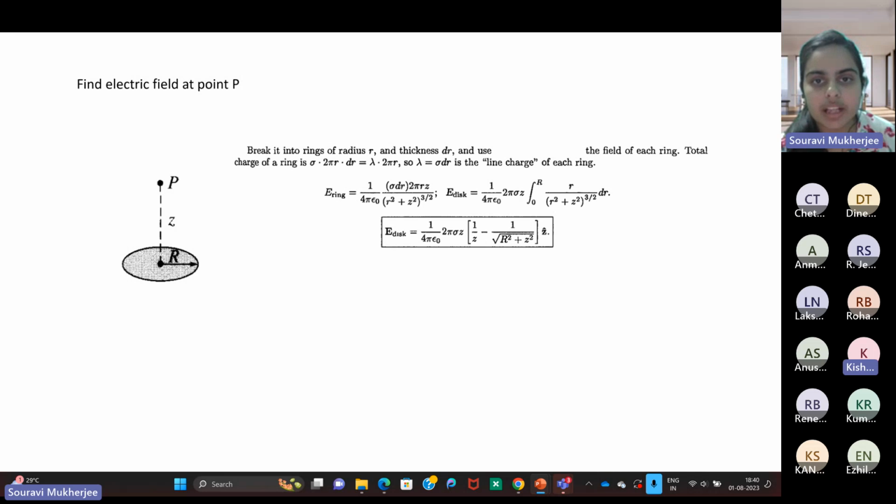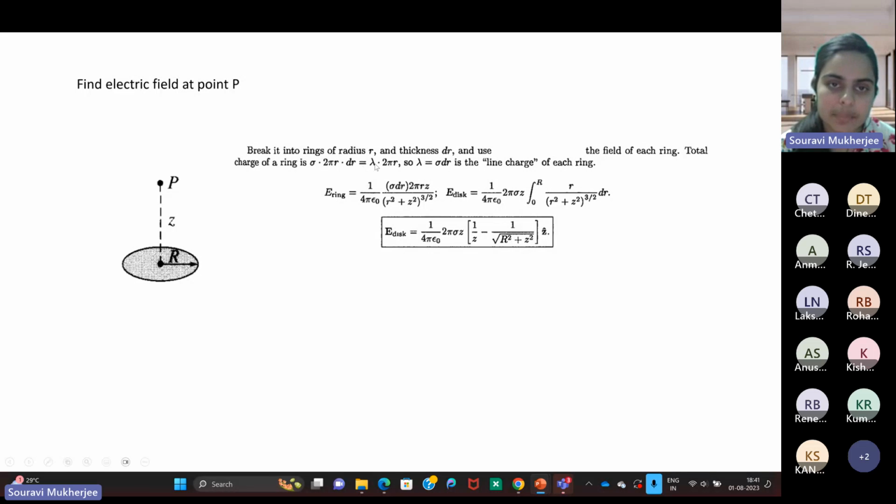So what we now do is, we break it into rings of radius R and thickness dr, okay? And then we use the same expression for field of each ring. So total charge on a ring is given as sigma into 2 pi r into dr. 2 pi r is the circumference, dr is the thickness. So what is the total area? 2 pi r into dr. We multiply it by sigma to get the total charge, right?